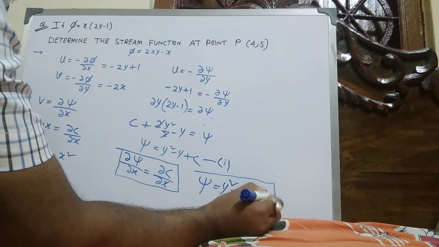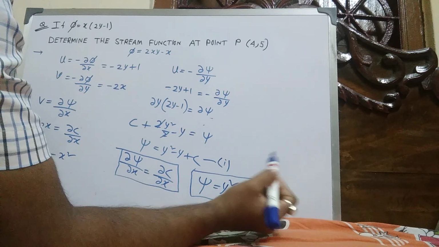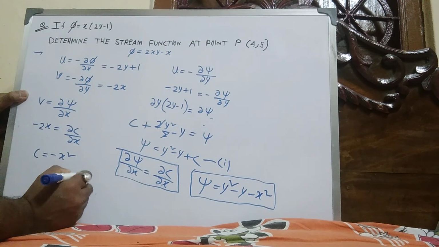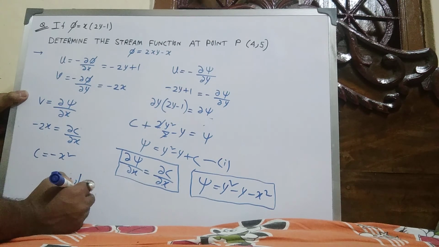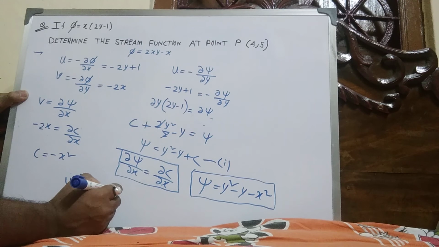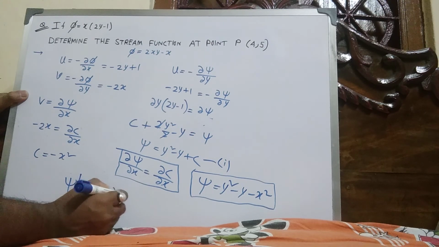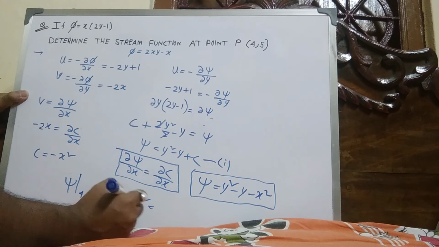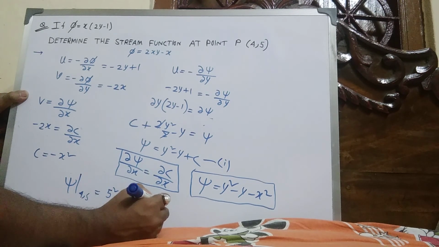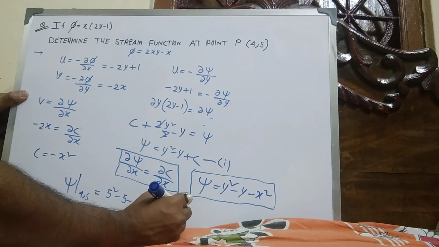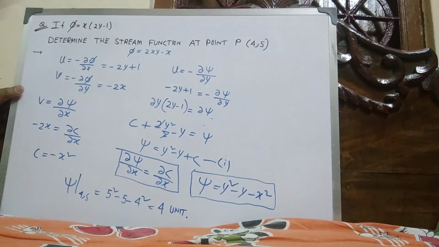This is the equation of the streamline function at 4,5. So for y equals 5, 5 square minus 5 minus 4 square, 25 minus 5 minus 16 equals 4 unit. Answer is 4 unit. Understand?